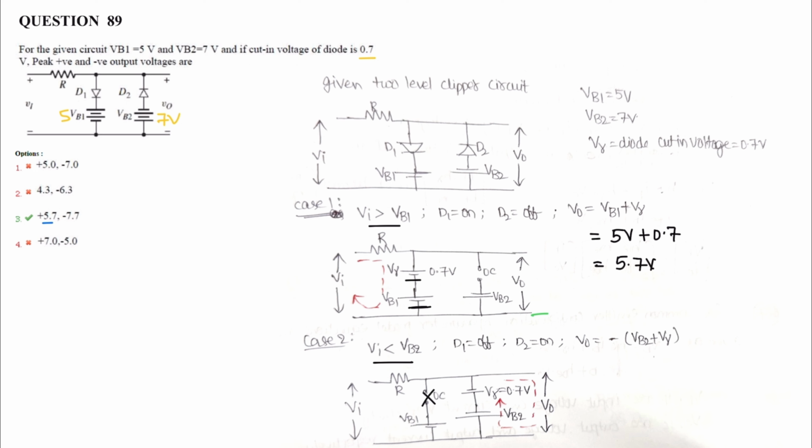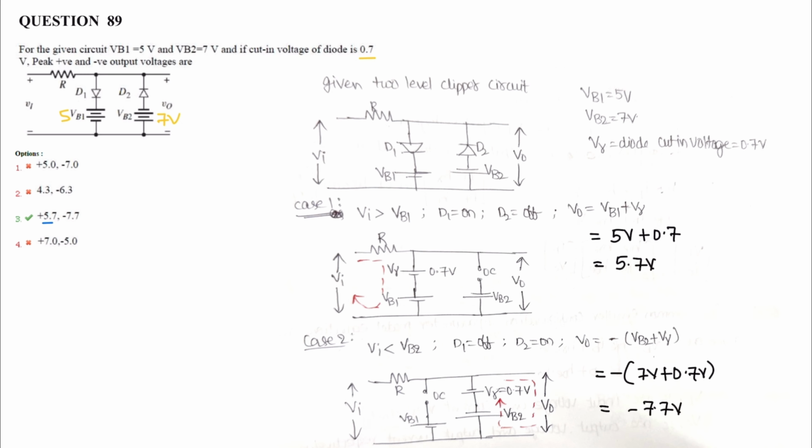Next, case 2. If input voltage Vi is less than minus VB2, then diode D1 is off, open circuit, D2 is on. Apply KVL in this outer loop. Output voltage V0 is equal to minus of VB2 plus V gamma. VB2 given is 7 volts and V gamma is 0.7 volts. Now it is minus 7.7 volts.